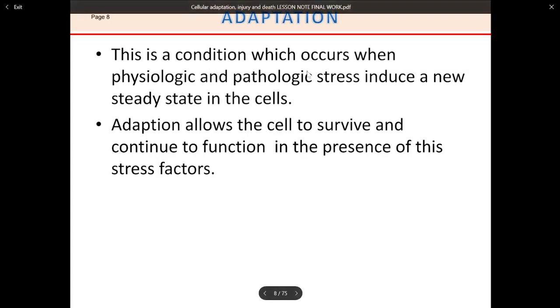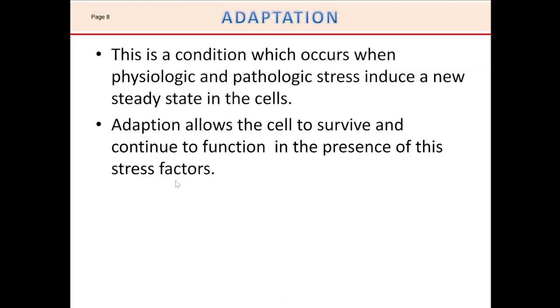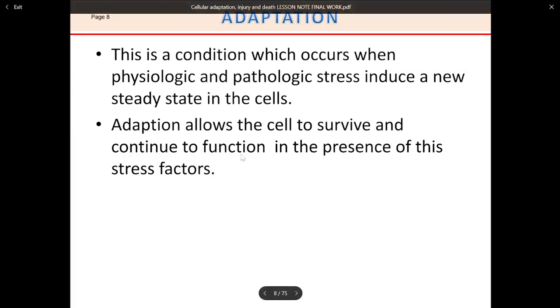Adaptation is a condition which occurs when physiologic or pathologic stress induces a new steady state in the cell. So both physiological and pathological stress could elicit adaptation in the cell. So adaptation allows the cell to survive, essentially, and continue to function in the presence of its stress factor. This stress factor could either be physiological, pathological, whatever it is. The cell adaptation allows the cell to survive.